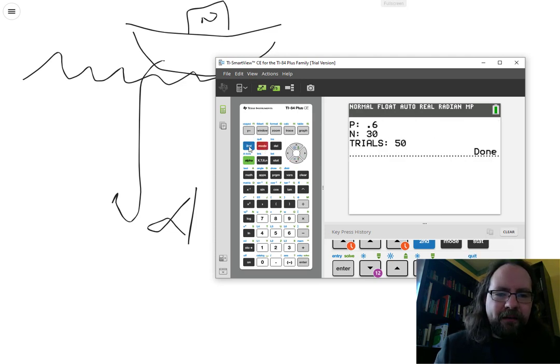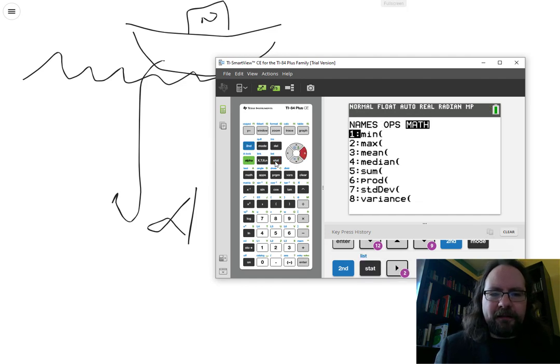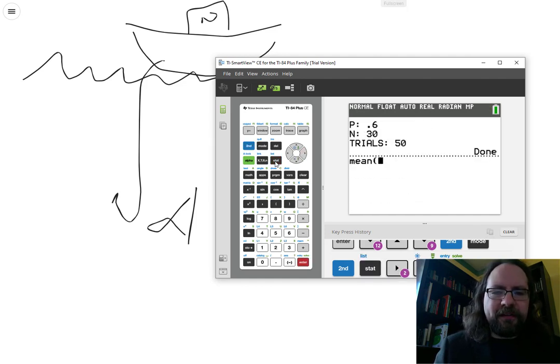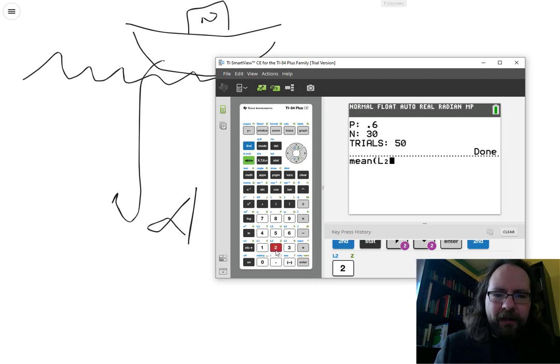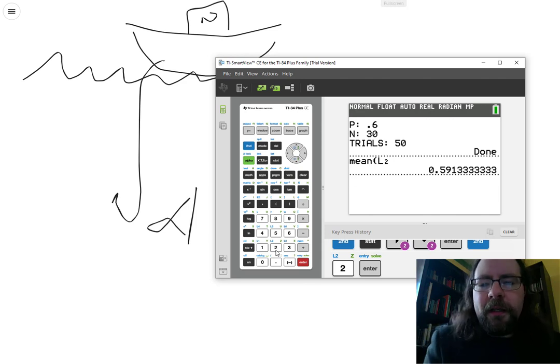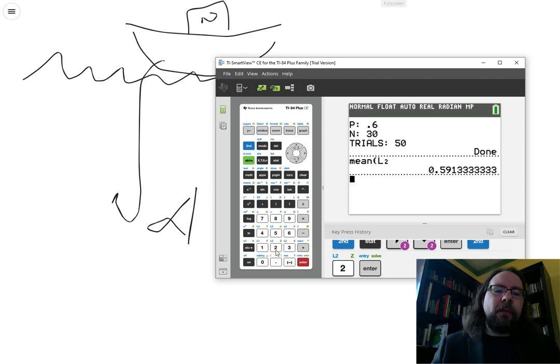But my calculator can actually tell me what the mean of that list is. So I could ask, what is the actual average proportion over the 50 trials? According to my calculator, the average proportion is 0.591, so just barely below 0.6. That's really close to 0.6, and that's kind of what we should expect. If most of the proportions are going to be around 0.6 and it's less likely that they're further away, we would expect them to cluster around 0.6.